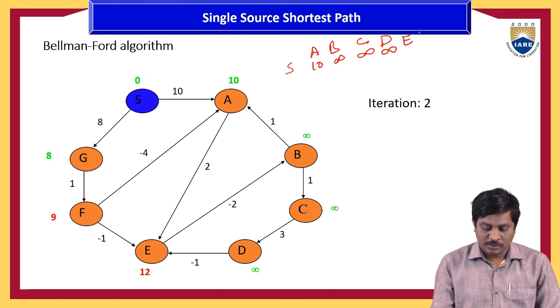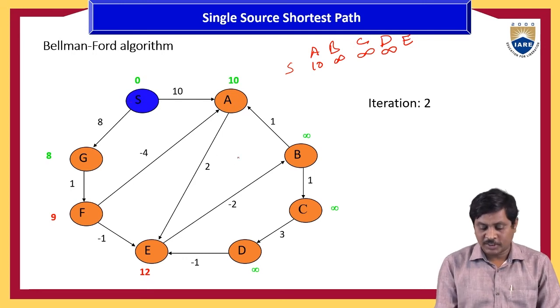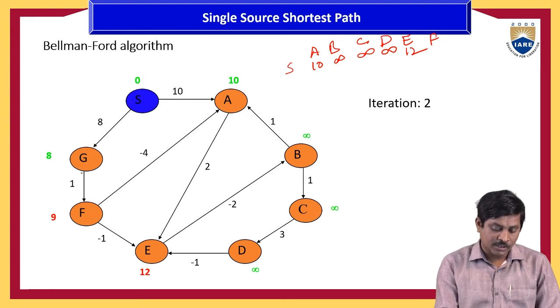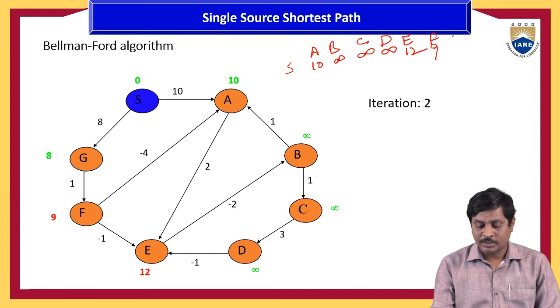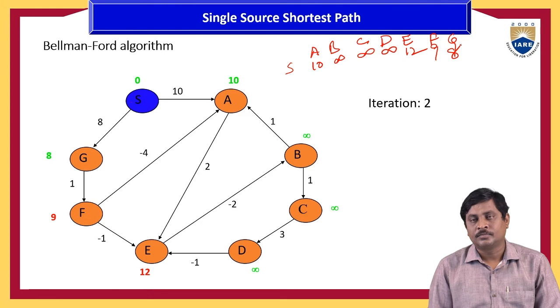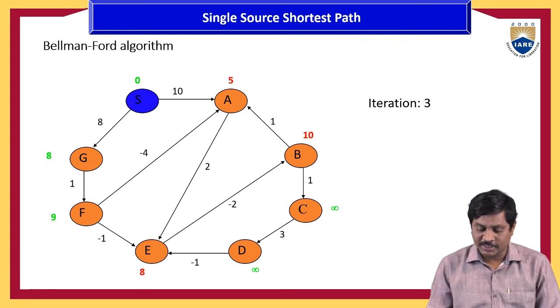S to E is now here: S to A to E, 10 plus 2, 12. S to F is S to G, G to F. S to G is 8, 8 plus 1, 9. S to G is 8. So this is what we find in iteration 2 with one mediator node. Next, in iteration 3, 2 mediator nodes.